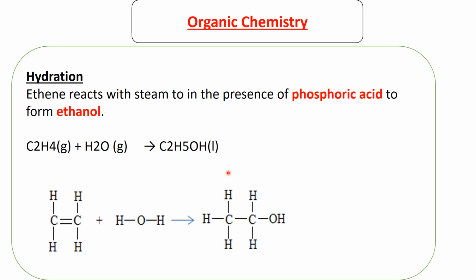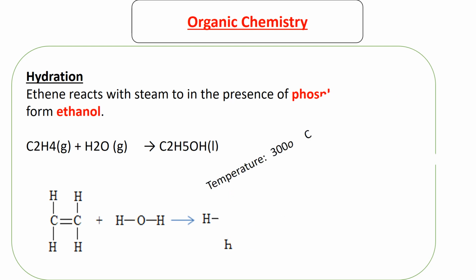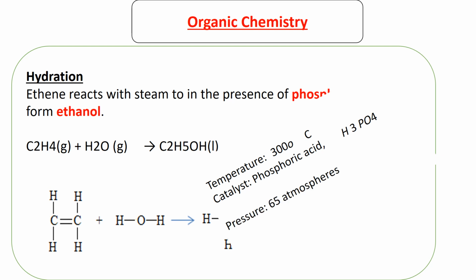Interesting. So using structural formula, we've got ethene, then we bring in HOH. So the bond is going to break here. One carbon will take the hydrogen, and the other carbon is going to take OH. So this is ethanol. The conditions are a temperature of 300 degrees Celsius. The catalyst, like I said, is phosphoric acid, H3PO4. And the pressure should be 65 atmospheres.